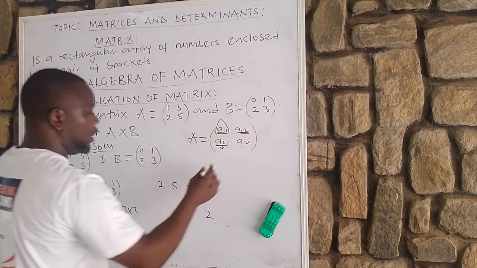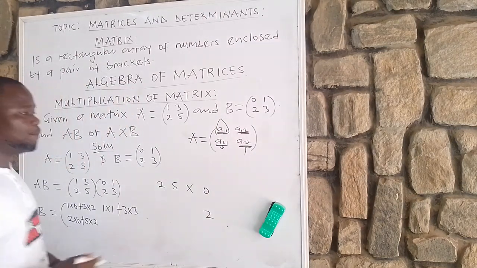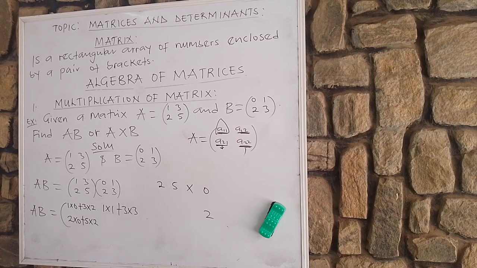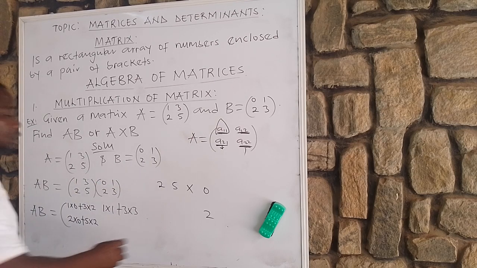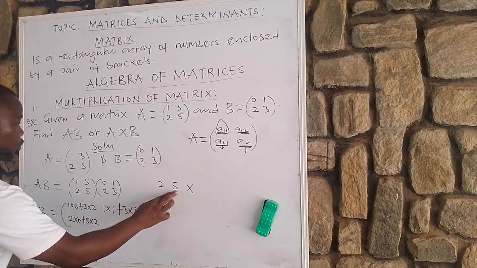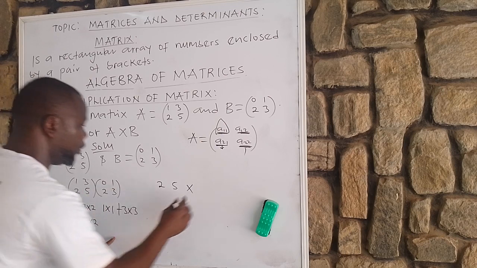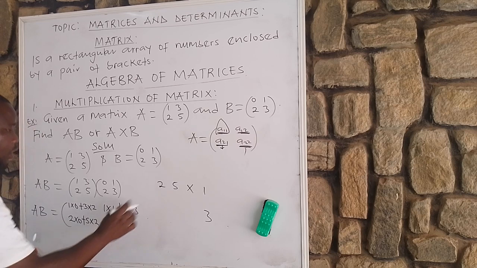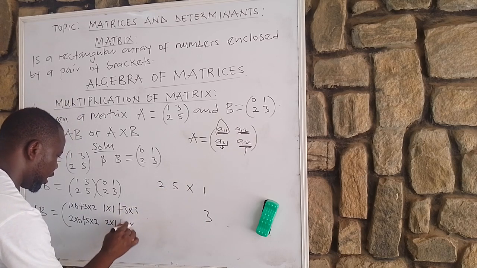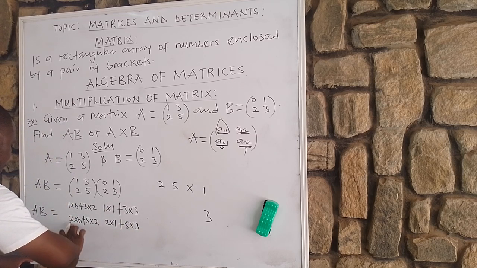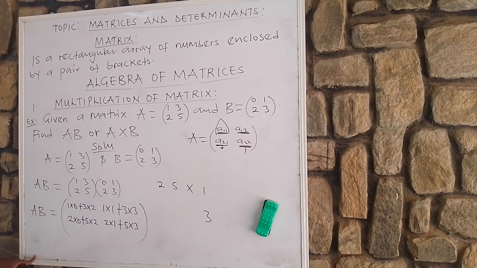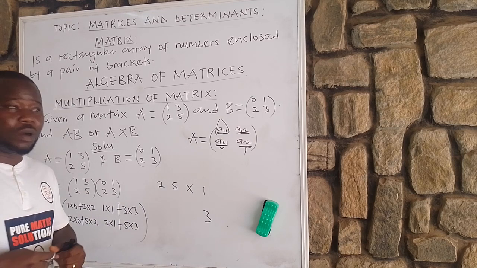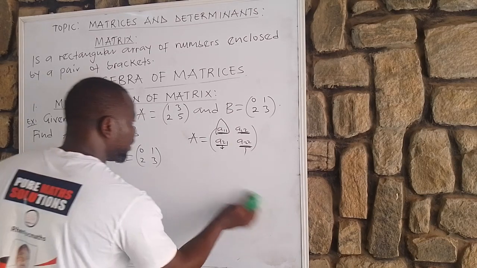Then last but not the least, we have to obtain here. Do you agree with me? For us to obtain here, the same approach, row 2 multiply column 2 of B. So row 2 times column 2 of B, it means 1, 3. So 2 times 1 plus 5 times 3. So you can now see that. Now let us sum.